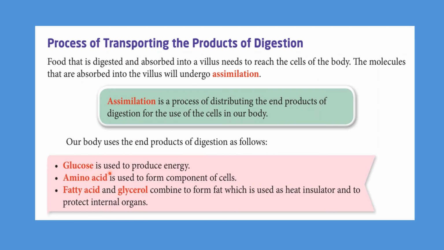Glucose is used to produce energy. Glucose is the end product of carbohydrate, to provide energy. Amino acid is used to form components of cells, to build up our cells. Amino acid comes from protein. Fatty acid and glycerol combine to form fat, which is used as a heat insulator and to protect internal organs. So it warms our body and we keep our body temperature at 37 degrees Celsius.